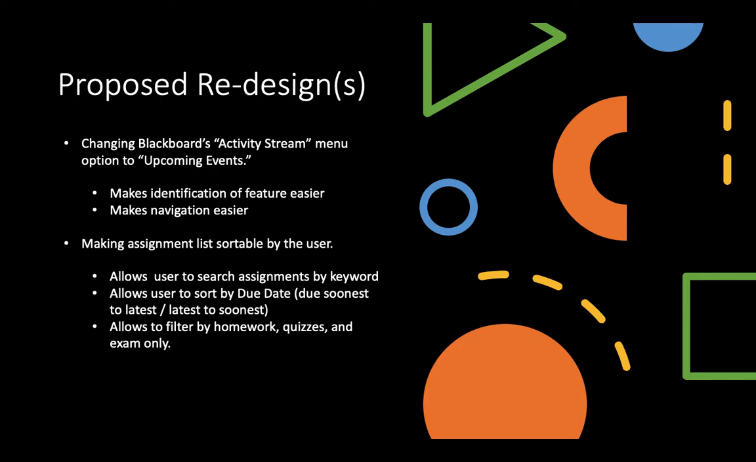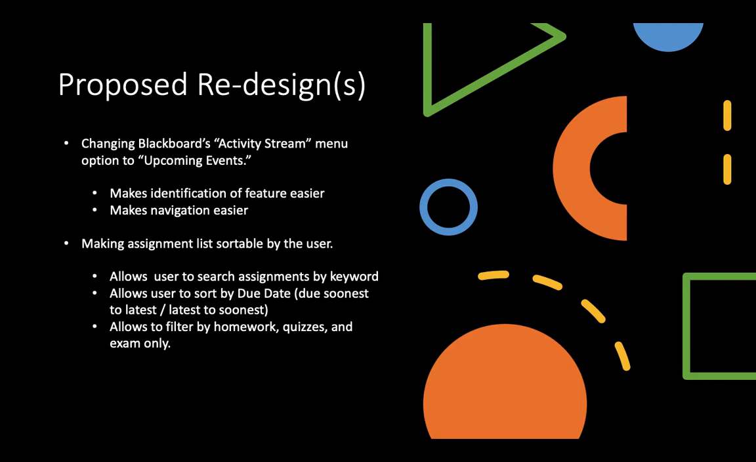It doesn't really imply upcoming events, and so we thought simply by switching the name activity stream to upcoming events, it's going to make the identification of that feature easier, and then it's just going to make navigation considerably easier too. The other thing that we did feel we should change is making the assignment list sortable by the user.